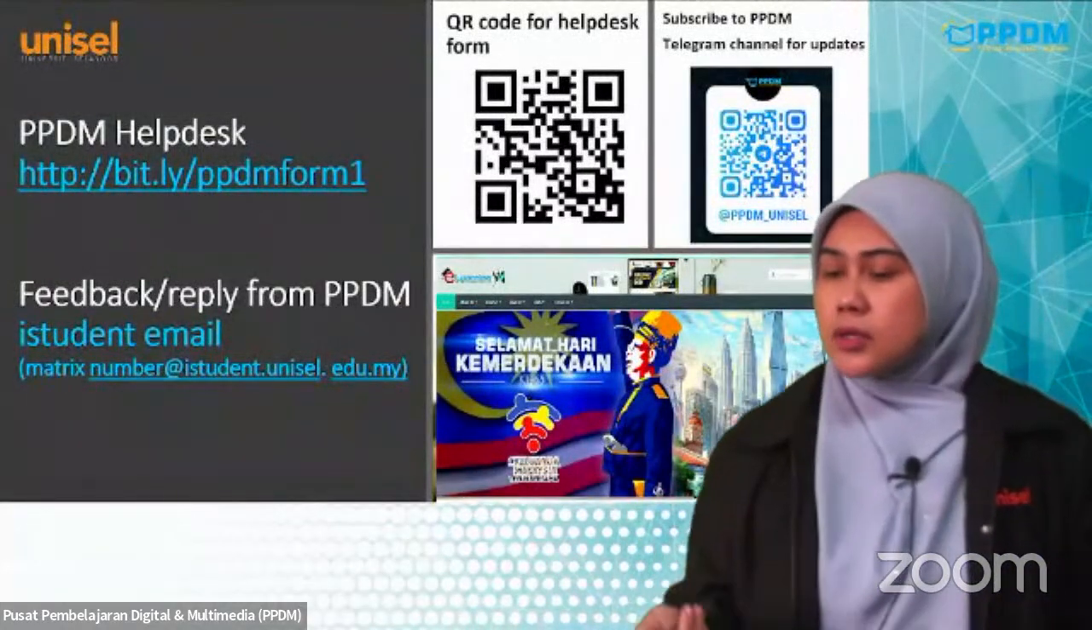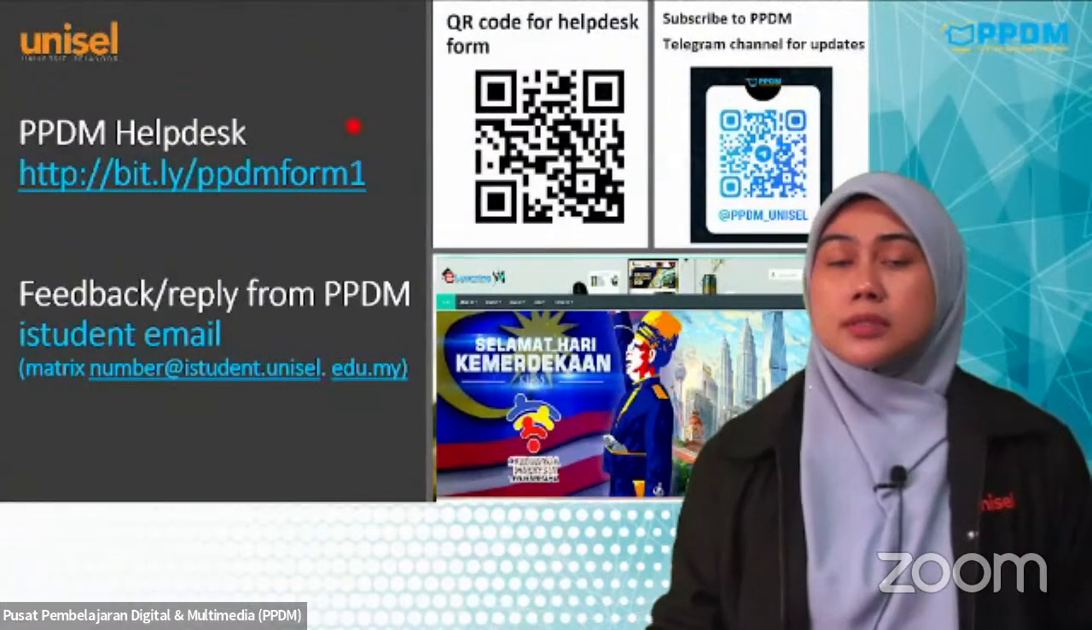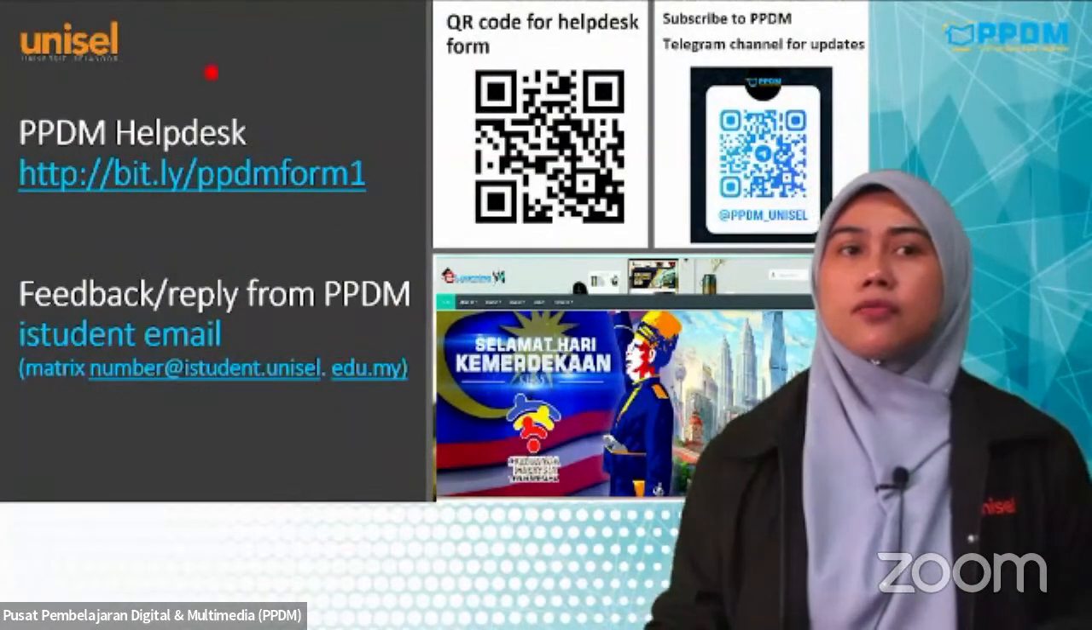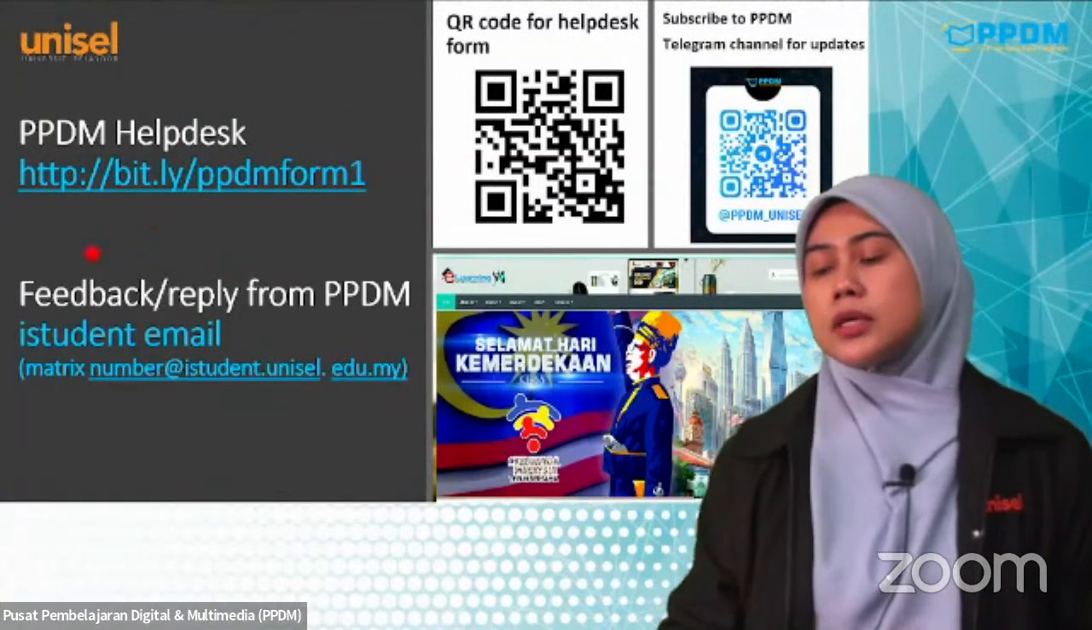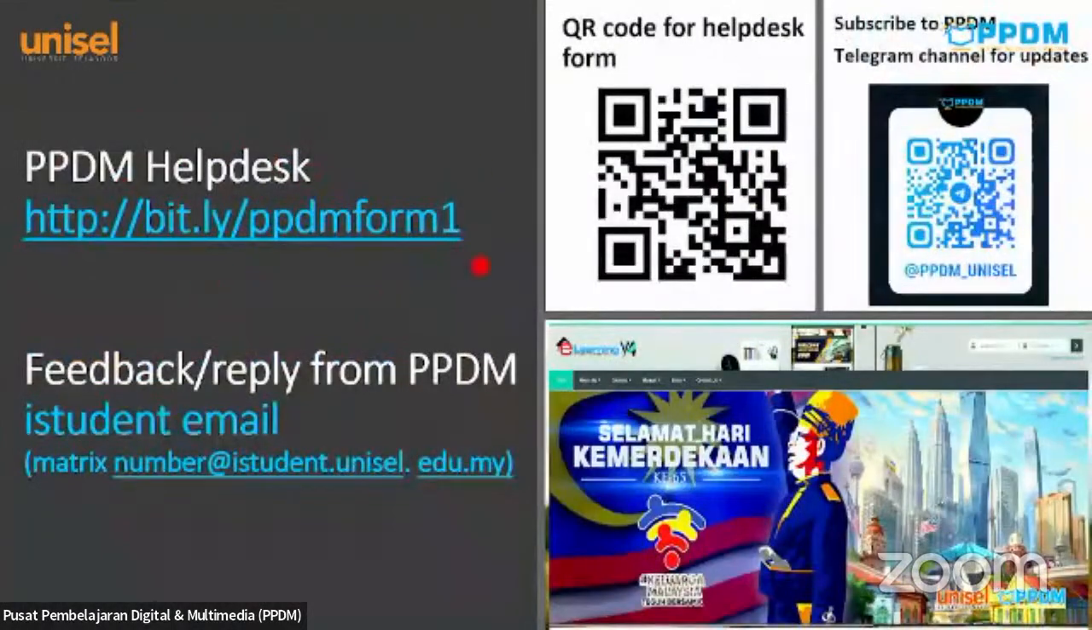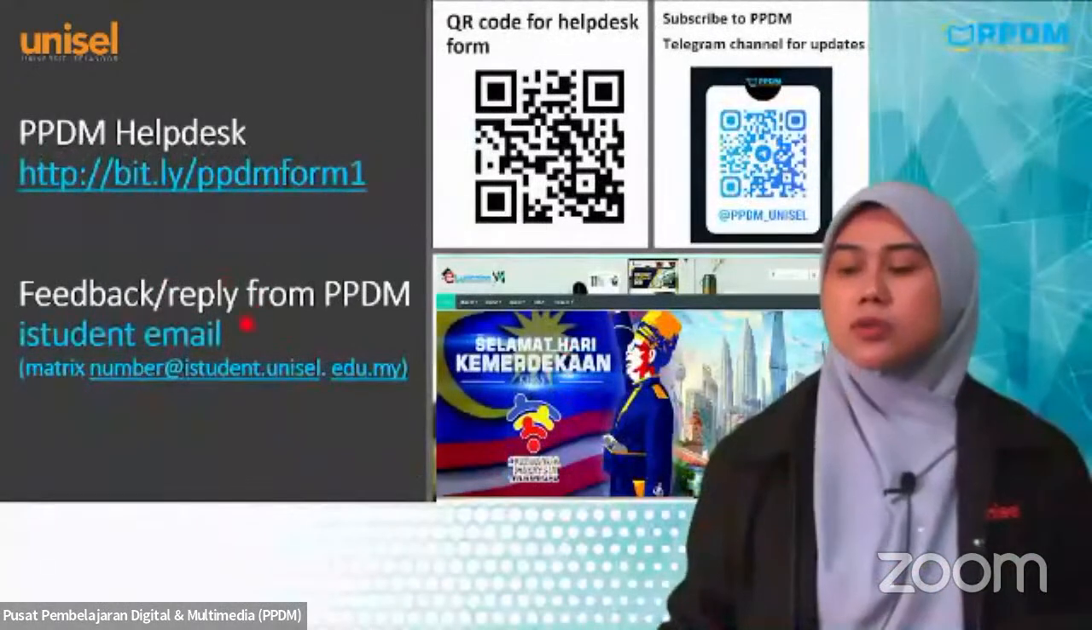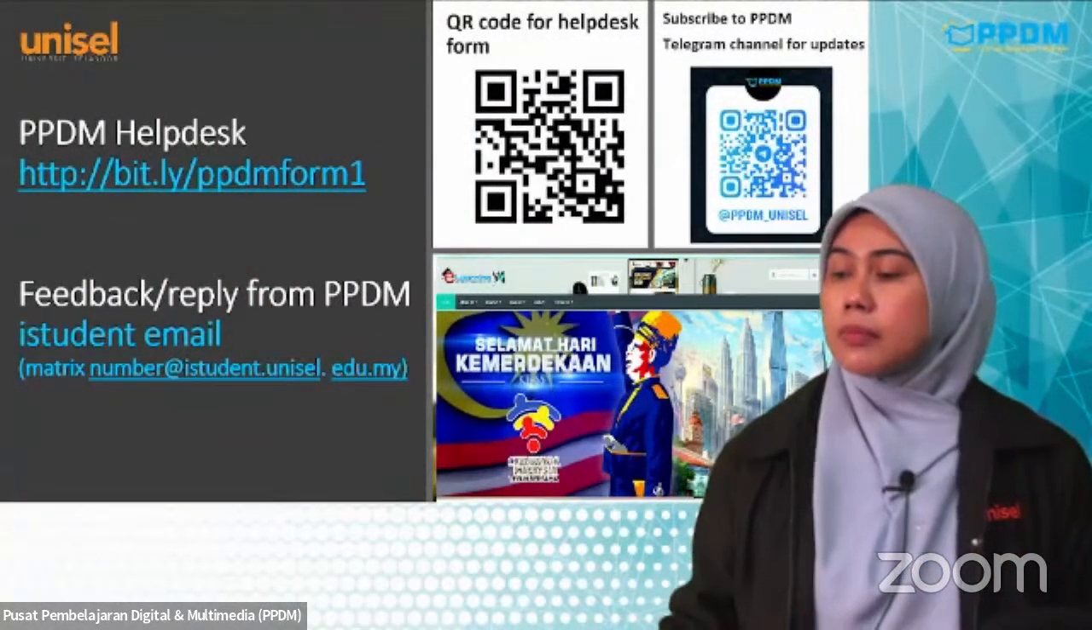If you still haven't solved the login problem, all you need to do is drop a comment or request help from the PPDM help desk by the URL, or you can scan this QR code. The feedback and reply from PPDM will only be sent here. So check your student email.